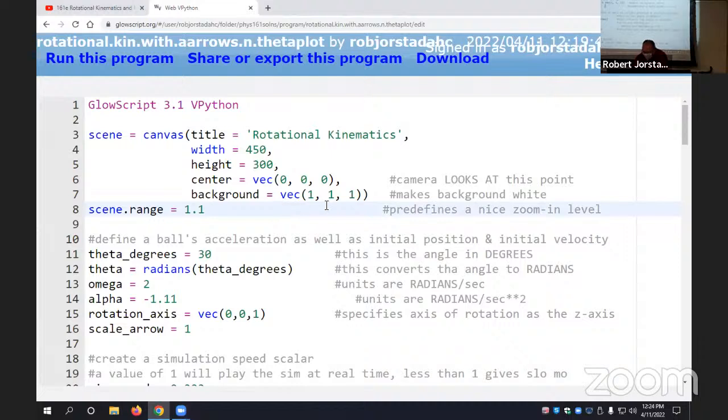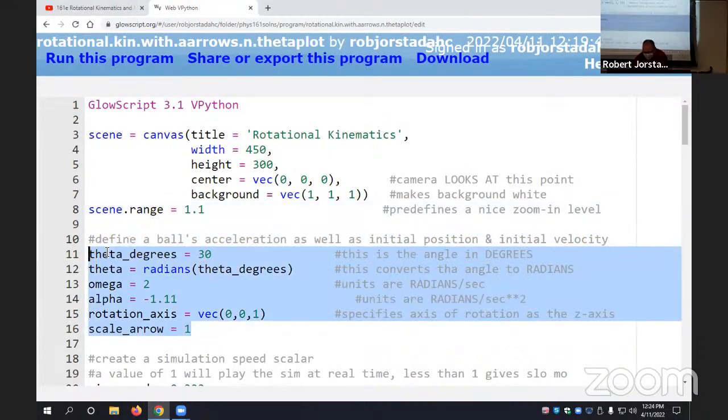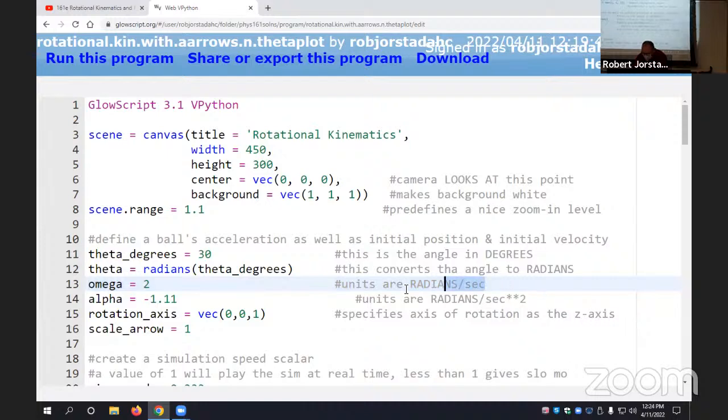So I'm going to walk you through this code really quick. Here are some constants. The initial angle is going to be 30. My rotation rate is in radians per second right there. Can you guys see that all right, or does it need to be bigger? It's big enough? The gray is a little light.